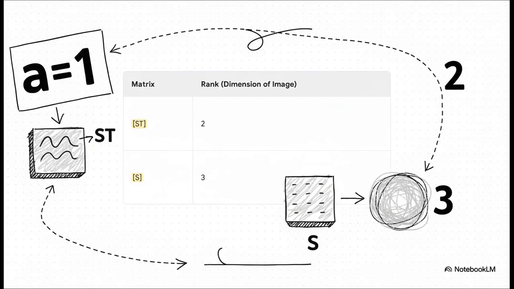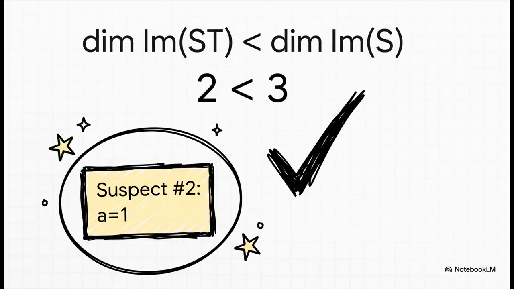All right, let's try our other suspect. A is equal to 1. We plug it in, and we calculate the ranks all over again. The rank of the ST matrix is 2, but the rank of the S matrix is 3. And there we have it. The condition is met. 2 is less than 3. Our original clue holds true. We've confirmed our suspect. The only possible value for A is 1.